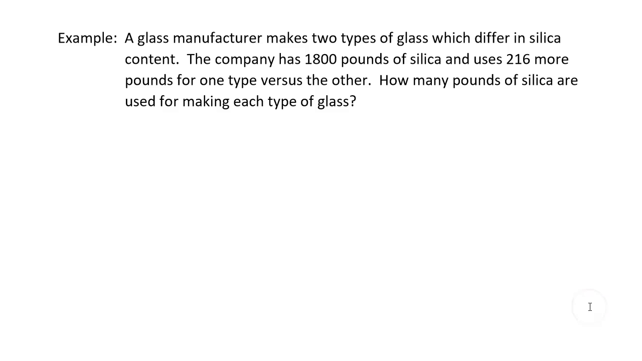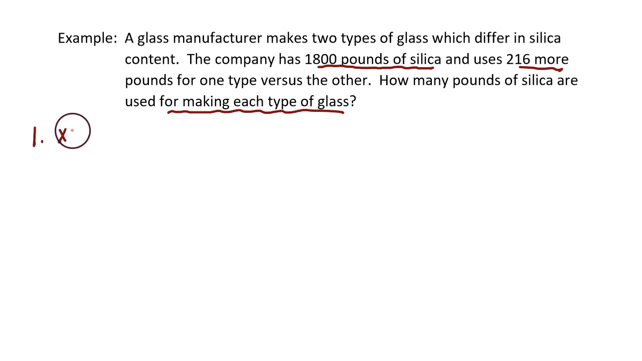Let's try another example. A glass manufacturer makes 2 types of glass which differ in silica content. The company has a total of 1,800 pounds of silica to use and uses 216 more pounds for one type versus the other. How many pounds of silica are used for making each type of glass? How many pounds are in the first type of glass and how many pounds in the second type? That's why there are two variables.